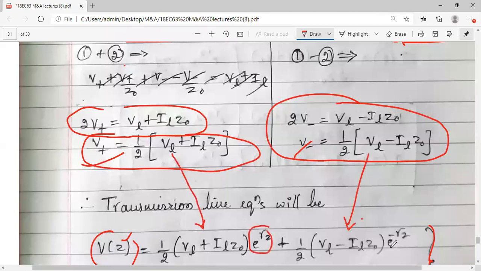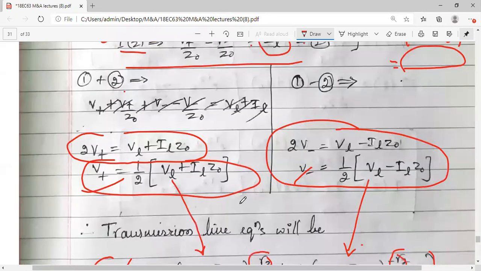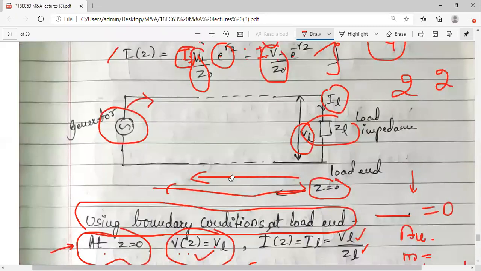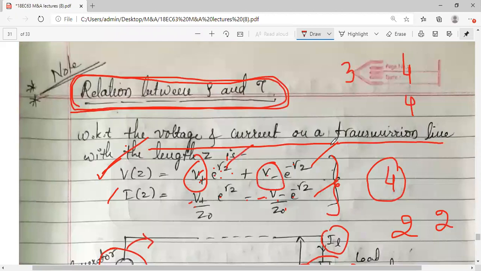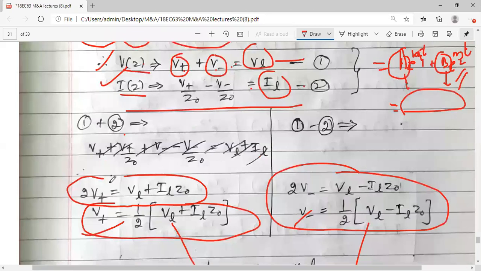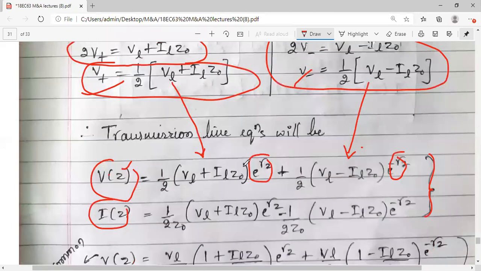How I got these two? These are actually your solution, right? Here. Okay. So V plus value and V minus value after substituting the exponential term. So this is your V of Z equation. So I've got that V of Z is equal to V plus e raised to plus V minus e raised to. Similarly, take the second equation, I of Z.